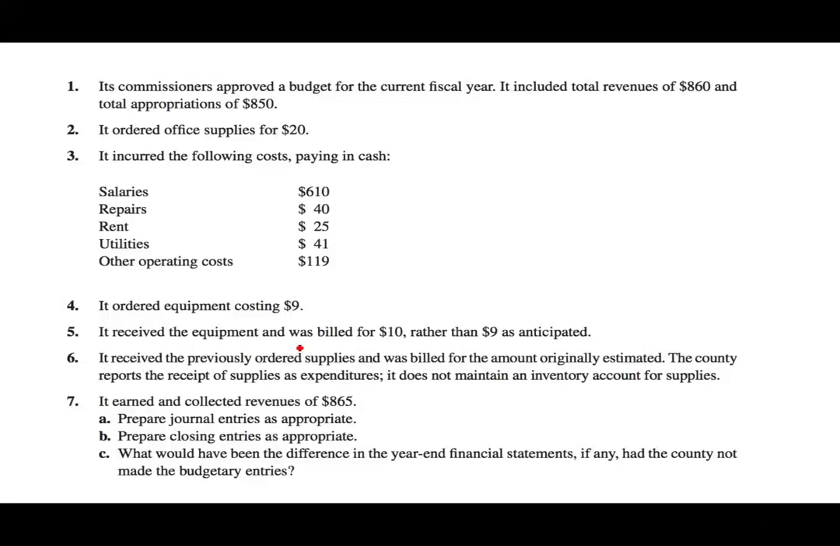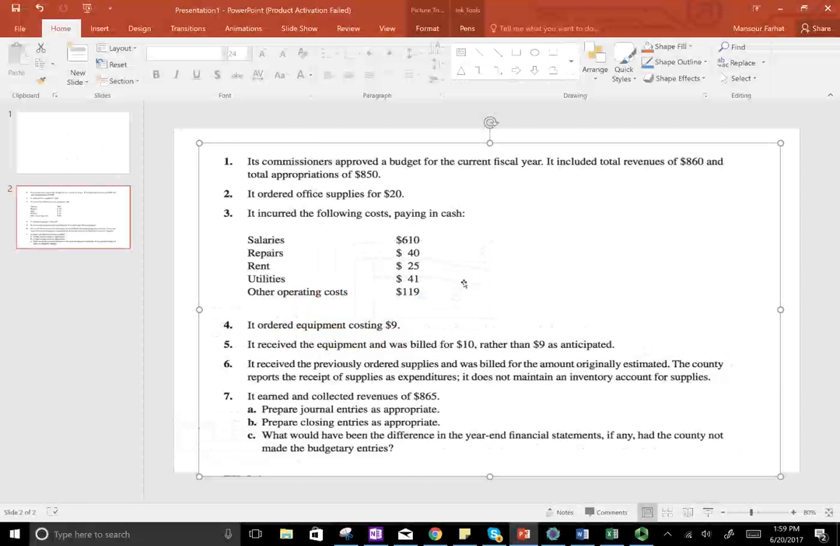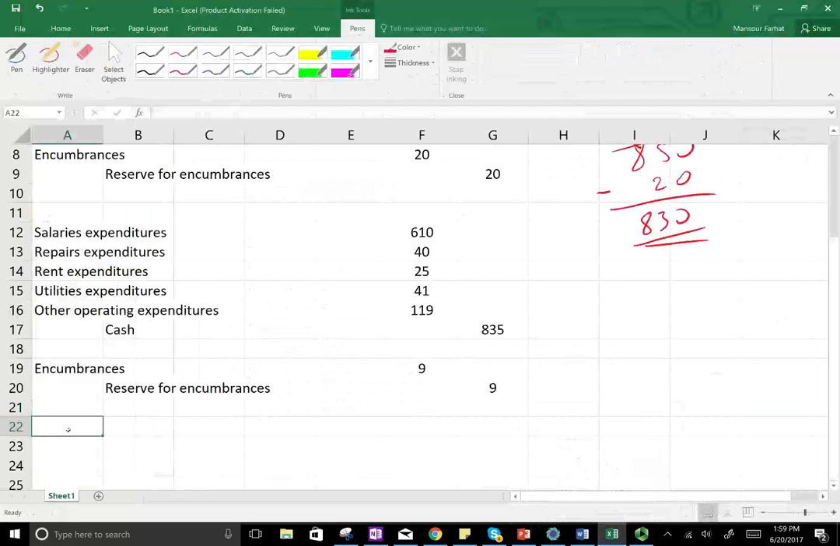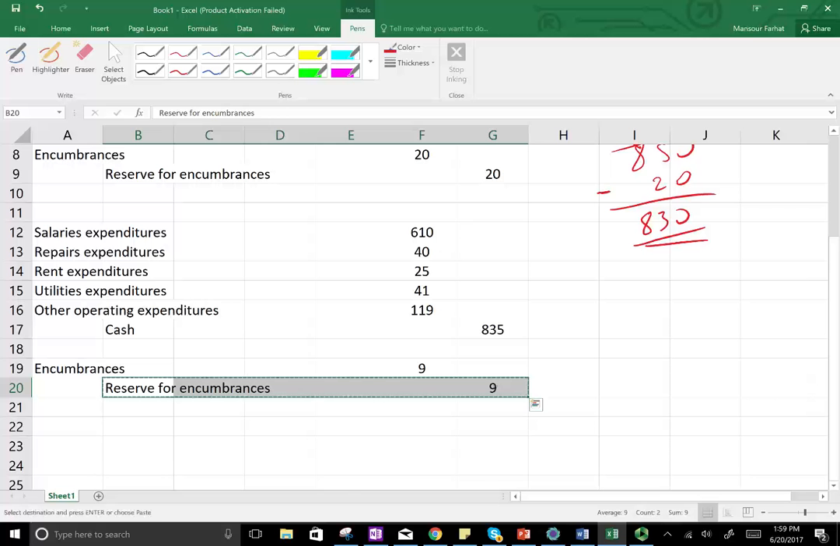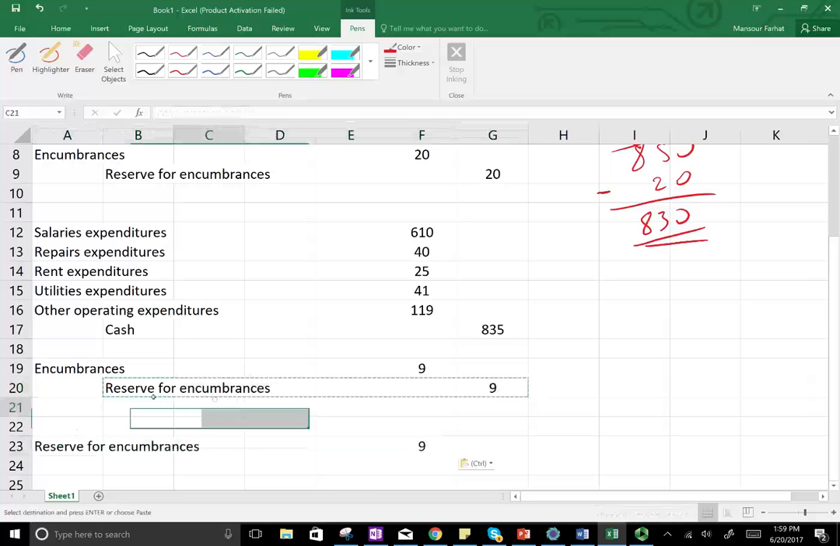Let's take a look at the next entry. We received the equipment and were billed 10 rather than 9 million. In the prior entry we encumbered the order. Notice that in entry 4 we encumbered $9 for the equipment. Now we notice that the equipment actually cost us 10. So what do we need to do once we receive the order? Once we receive the order, the first thing we do is reverse the encumbrance. So we debit reserve for encumbrances and credit encumbrances.